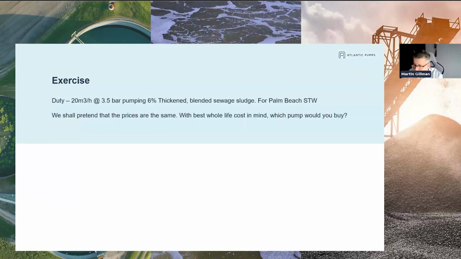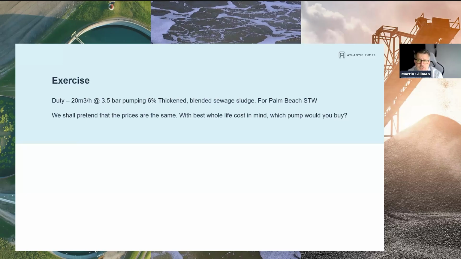So let's have a little bit of an exercise. You can scribble down your answer. You only need to write number one, number 2, and number 3. This is just fun. If you don't know the answer, you can't really be wrong in this, but I'm going to give you a duty. We're going to be pumping 20 meters cubed an hour, and our static head is 3.5 bar. We're pumping 6% dry solids, thickened and blended sewage sludges.